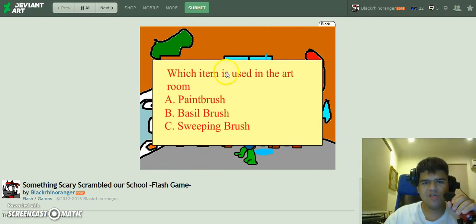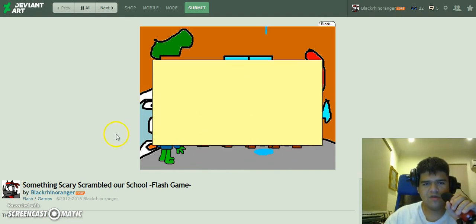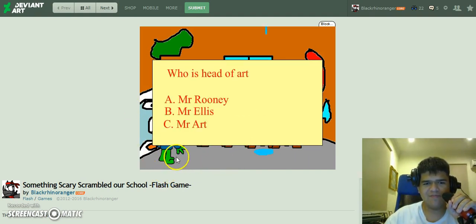Now, it says here which item is used in the art room: the bezel brush, sweeping brush, or the paintbrush. You probably know this one. Oh yeah, I was supposed to have that, it was a bit of a jump. At that point he was supposed to turn around to see. I haven't worked out the other ways where he turns around.